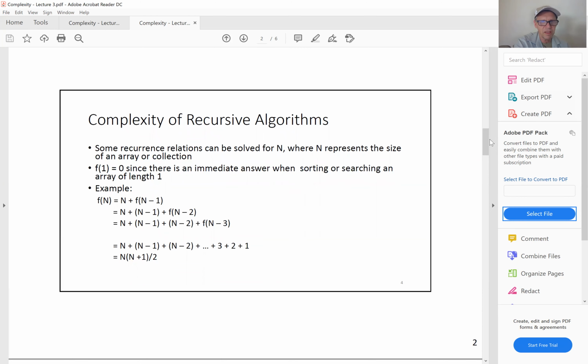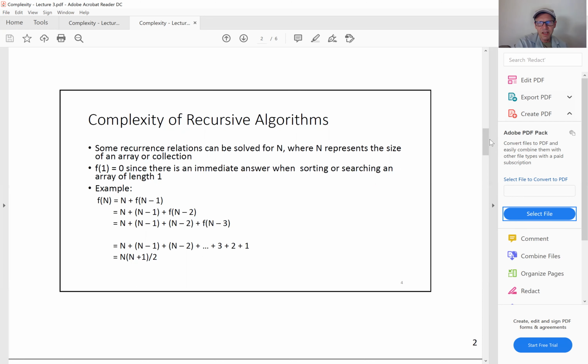And we keep expanding that, right? F of n minus 2 is n minus 2 plus f of n minus 3. And eventually what you get down to is that summation, n plus n minus 1 plus n minus 2. And for those of you who have had calculus, or maybe you learned this in pre-calc and algebra, there's that famous formula: the sum of the first n positive integers is n times n plus 1 over 2. So that's actually an exact answer.